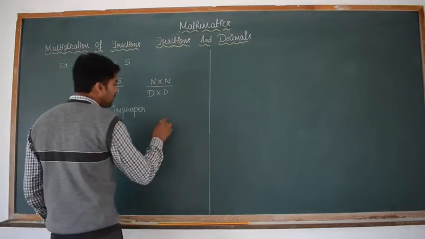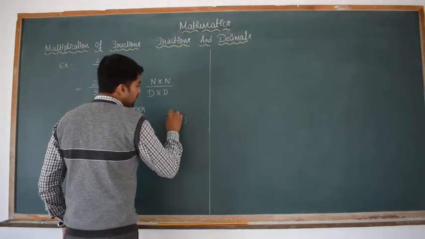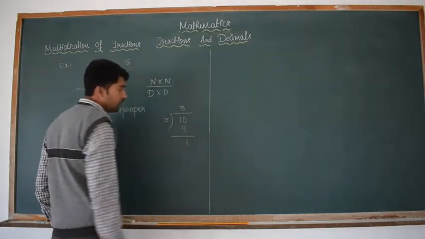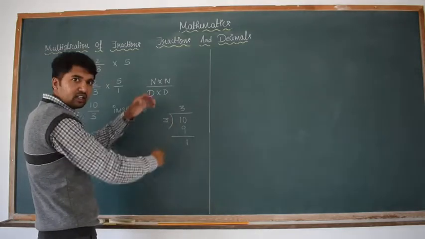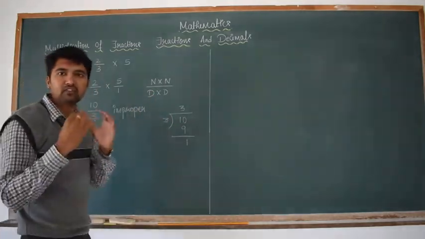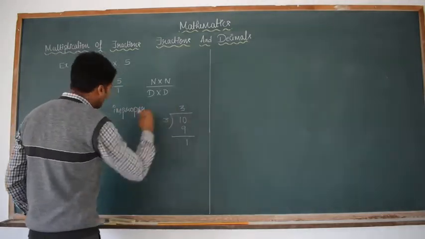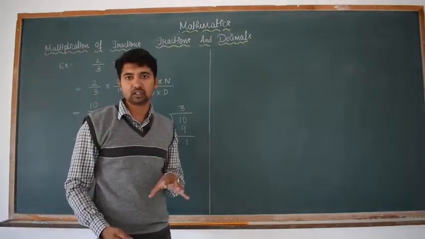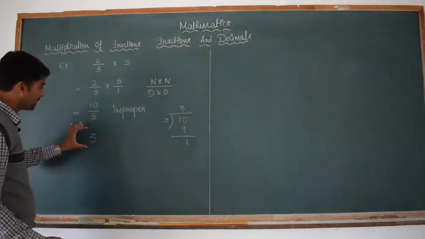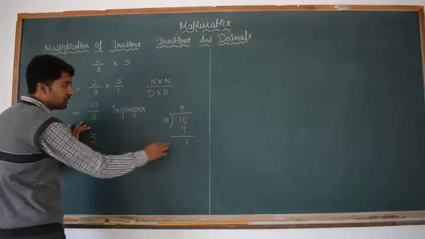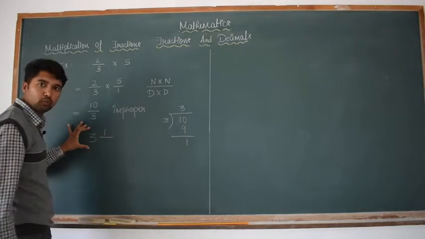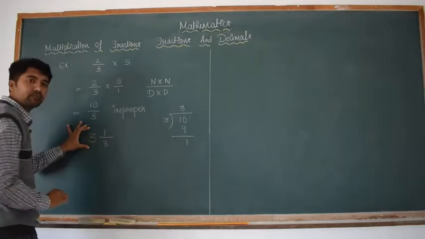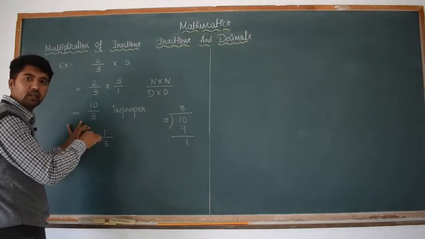How to do that? 10 divided by 3. 3 3s are 9, 1 is the remainder. I have to represent this division in the form of a mixed fraction. What must be done? The quotient what you will get, that is the whole number part, should be written here, 3, it's a whole number. The remainder what you got should be written in the numerator. The divisor always remains the same, that is 3 is written in the denominator.